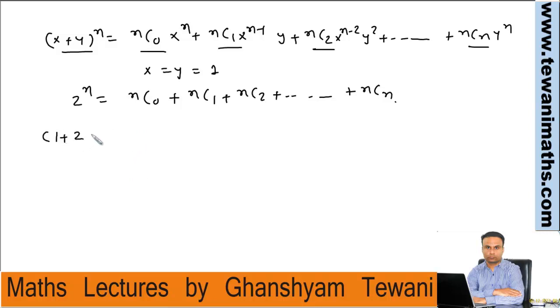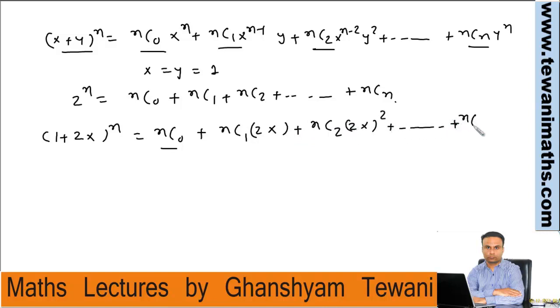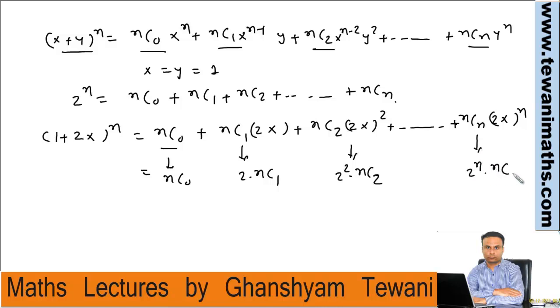Consider expansion (1 + 2x)^n. Now in this expansion coefficients of different terms are like this. First term is nC0, second term is nC1 into 2x, third term is nC2 into 2x squared and so on. Last term is nCn into (2x)^n. Now coefficients in this expansion are nC0 for this coefficient, 2 into nC1 for this coefficient, 2 squared into nC2, and for this it is 2^n into nCn.